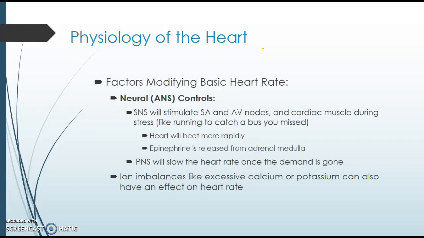Now we're going to look at some of the factors that can modify your heart rate. First of all, the sympathetic nervous system is going to stimulate your SA and AV nodes during times of stress. If we're stressed out, we release epinephrine, and that's going to increase our SA node conduction, and we're going to have an increased heart rate. Excessive calcium or potassium can also have an effect on your heart rate. It can actually increase your heart rate.